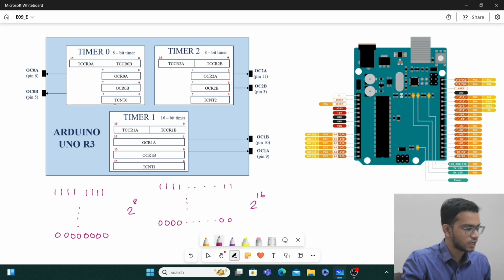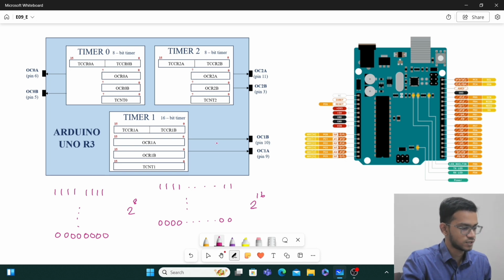So whenever we say an 8-bit counter, we not only mean that the counter width is 8 bits, but also that the corresponding compare registers' width is 8 bits, because the content of this is obviously going to be compared with the content of this. Similarly, the content of this will be compared with the content of this. Obviously, they have to be of the same size. So this is how the timers of Arduino are designed.